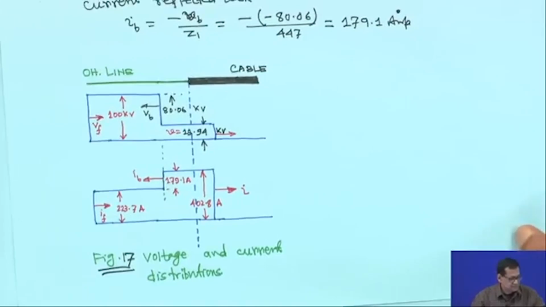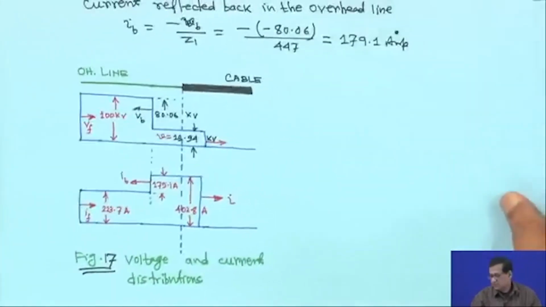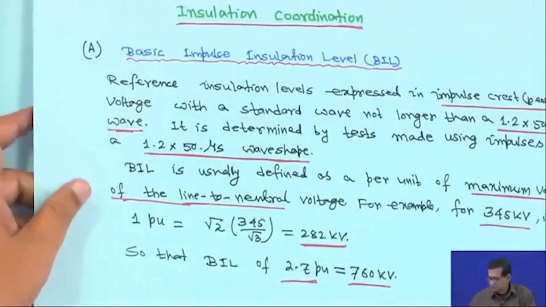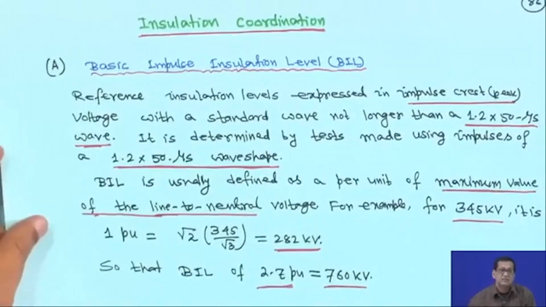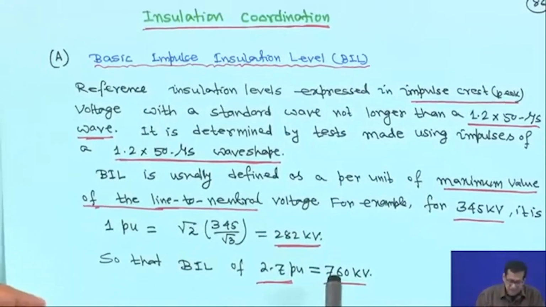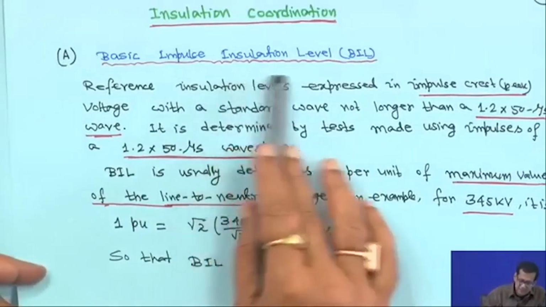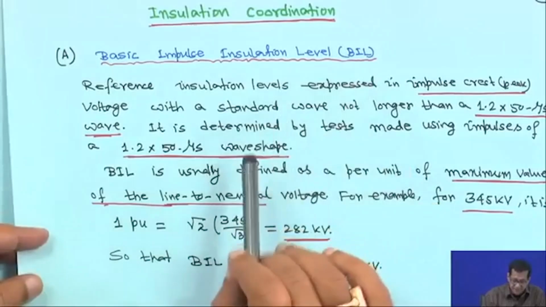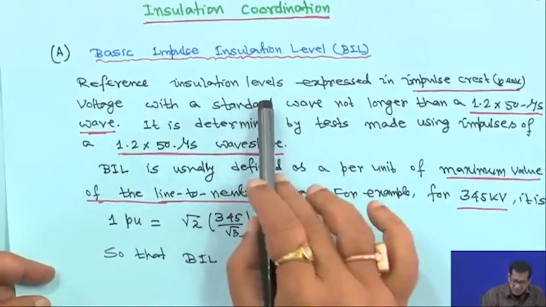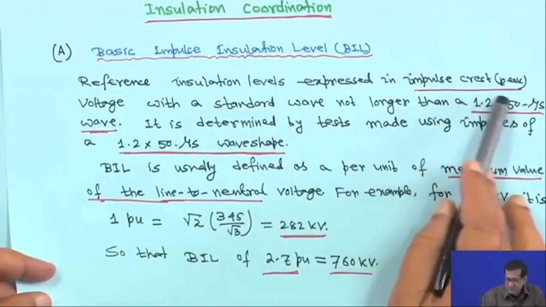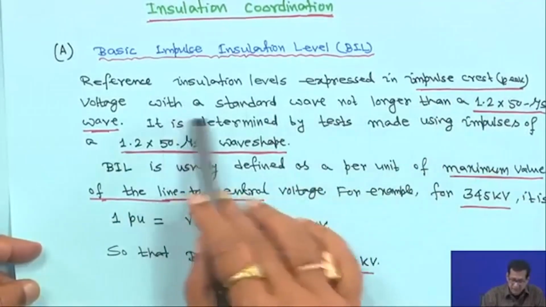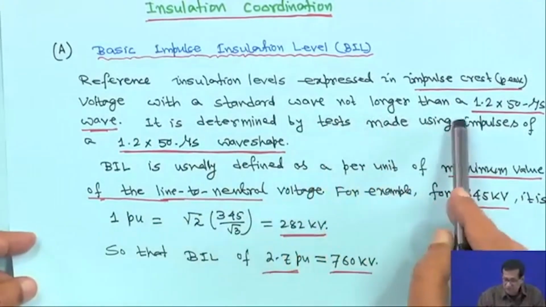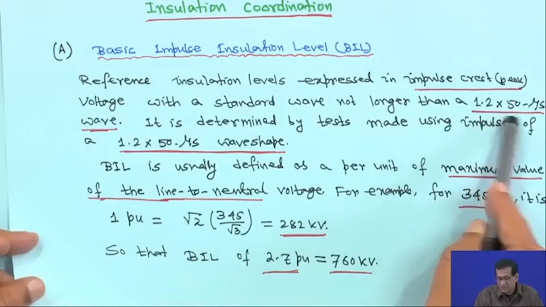Once this transient overvoltage is over, next we will come to insulation coordination. So, first is the basic impulse insulation level, in short BIL. It is the reference insulation level expressed in impulse crest, that is the peak voltage, with a standard wave not longer than 1.2 into 50 microsecond.